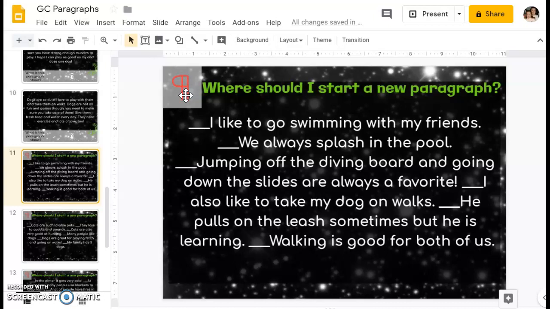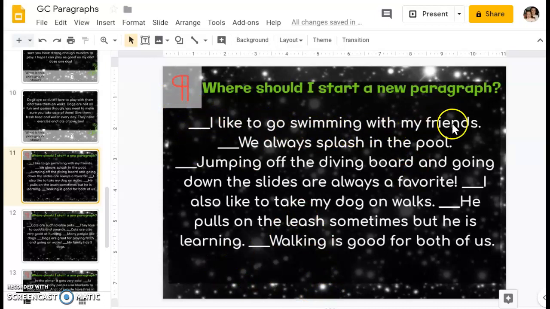So remember, each paragraph has its own topic, just like the paragraphs we did before. They all focus on one topic. These paragraphs also focus on one topic, and you have to figure out where the topic changes. So for this one, I'm going to read it to you so we can do it together.